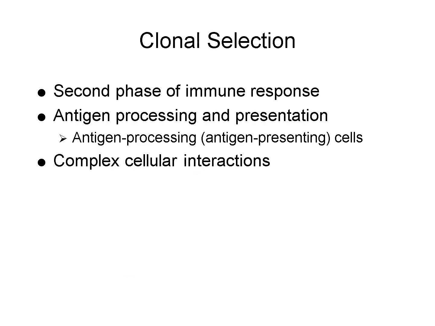Clonal selection is the second phase of the adaptive immune response. It begins when antigens are processed and presented to lymphocytes by antigen-presenting cells. These include cells like dendritic cells, macrophages, and B cells. Once an antigen is displayed on the surface of an antigen-presenting cell, it initiates a complex network of cellular interactions that lead to immune activation.